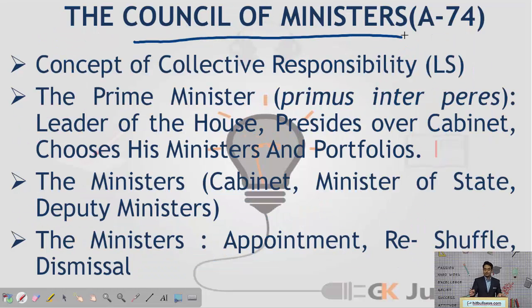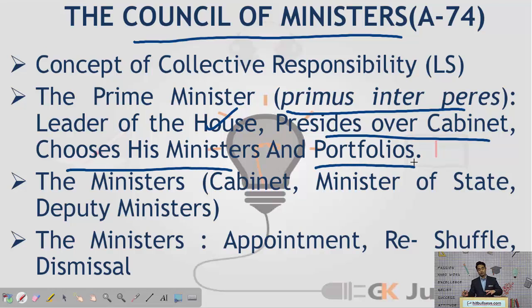Besides this, there is a Council of Ministers which is headed by the Prime Minister. It is also called primus inter pares, that is, first among equals. He is the leader of the House. He presides over the cabinet and chooses his ministers and their portfolios as well.